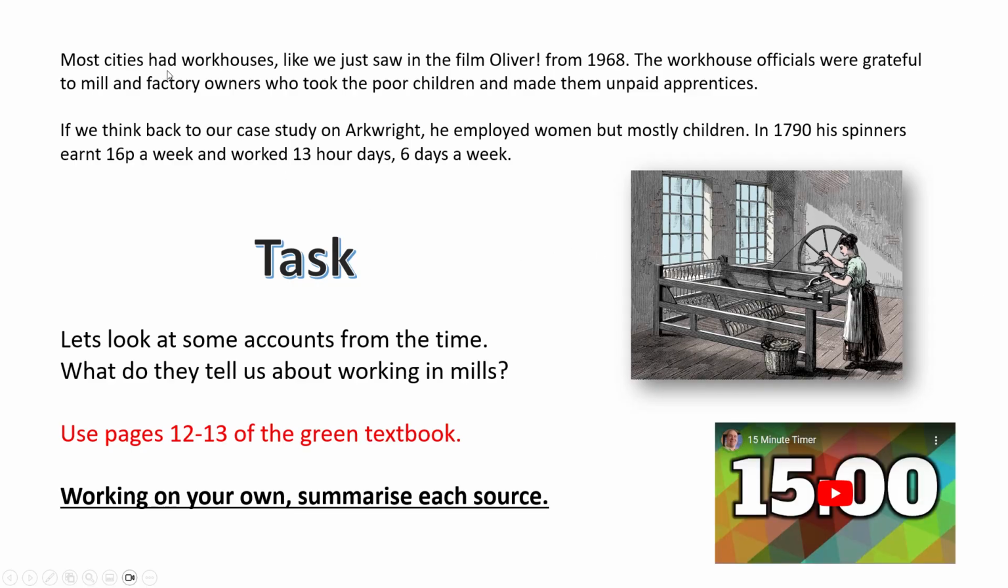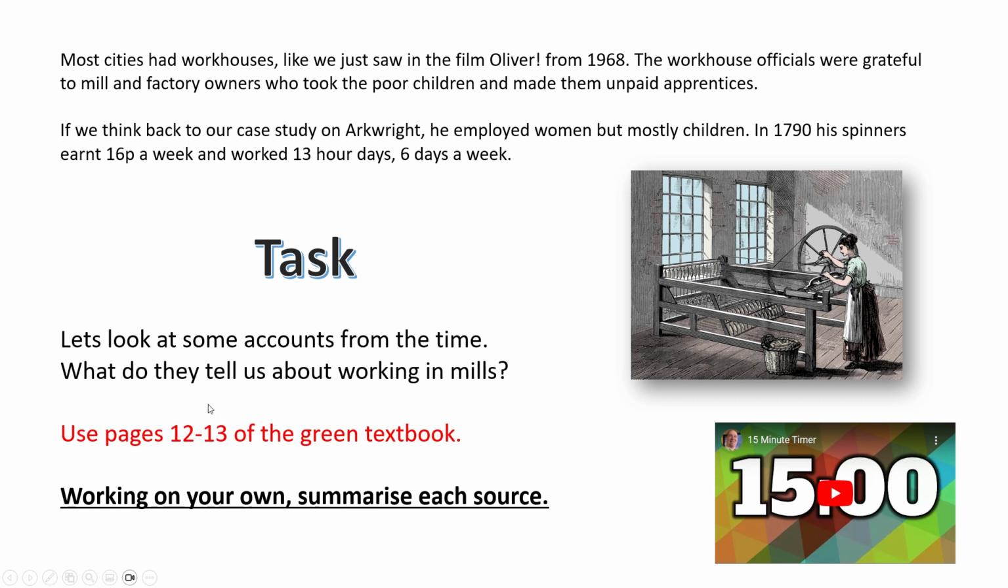So most cities have workhouses, like we just saw in the clip. So the workhouse officials were grateful to the mill and factory owners who took the poor children from the workhouses and made them unpaid apprentices. So if we think back to the case study they looked at earlier on Arkwright, they employed women, but mostly children. So, for example, his spinners earned 16p a week and worked 13-hour days, 6 days a week.